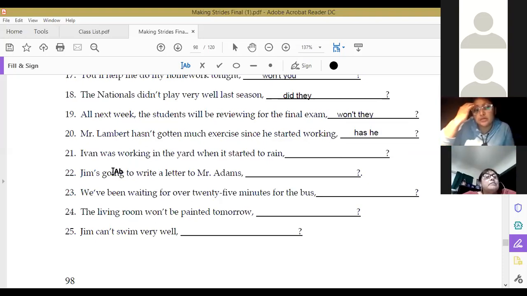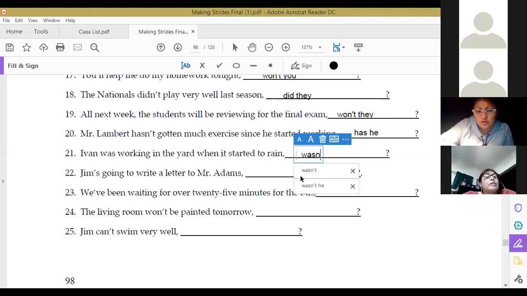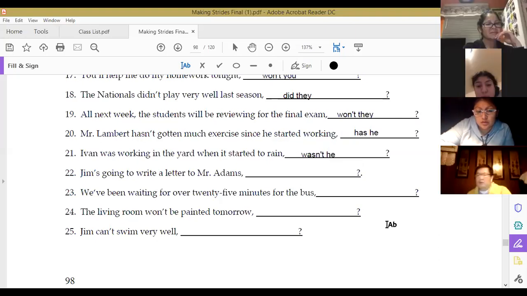Ivan was working in the yard when it started to rain. Wasn't he? Excellent. Number 22 says, Jim is going to write a letter to Mr. Adams. Isn't he?